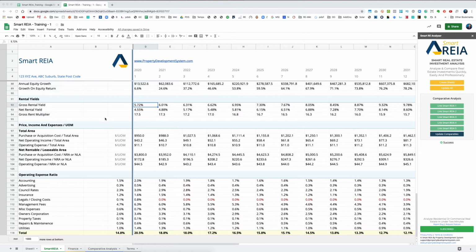Your gross rent multiplier is basically your gross rent, whatever that is coming in. How many multiples of that is equal to the value of the property at that time? So that's what this gross rent multiplier is all about.